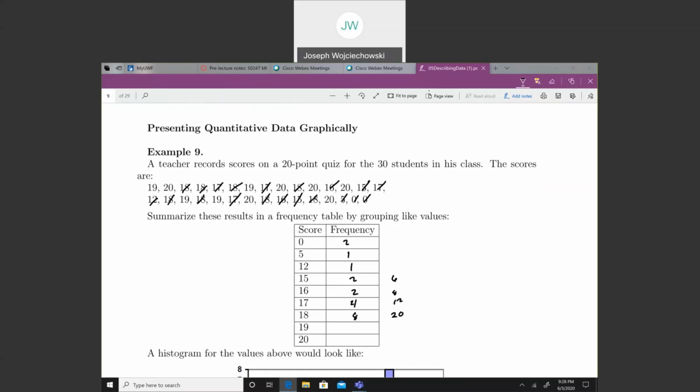19. 1, 2, 3, 4 19s. 20. 1, 2, 3, 4, 5, 6. So that is 30 people. So that would be our frequency table.